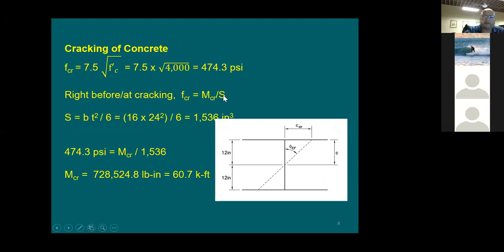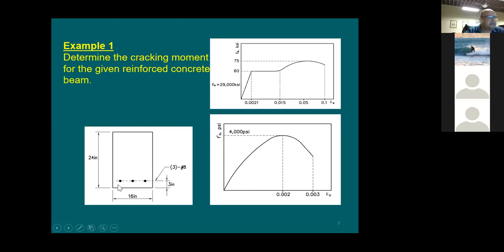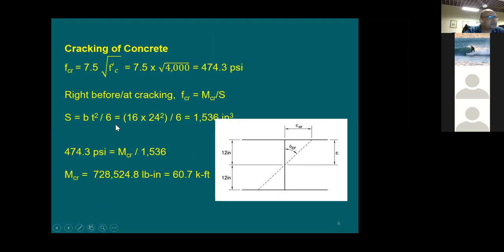That was simple because I have a rectangular section. The section modulus for a rectangular section is given by this equation. This is also from mechanics of materials. I'm going to post some information about this so that you have it handy. It's B T squared over 6, T or H, it's the same thing, but not D. It's equal to 16 inch times 24 squared divided by 6. It's going to be 1536 inch cubed.